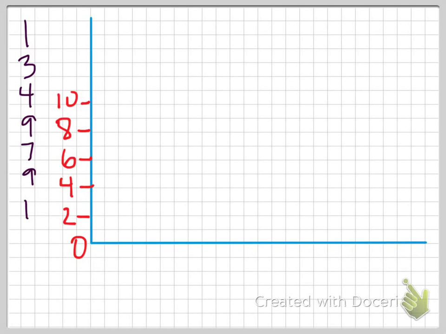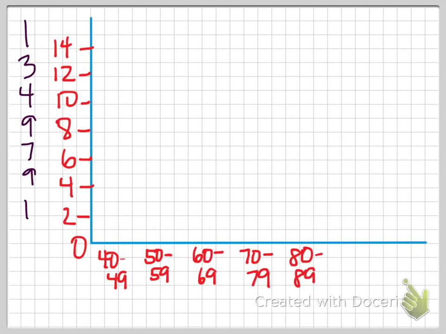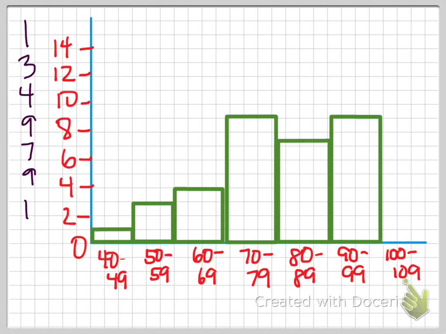So to organize this, I'm going to draw my axes, X and Y. I'm labeling my data sets along the X-axis and the frequencies along the Y. These graphs then show you how many points I had in those ranges.